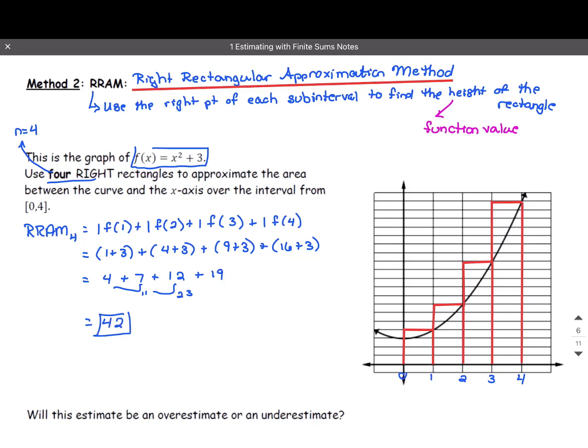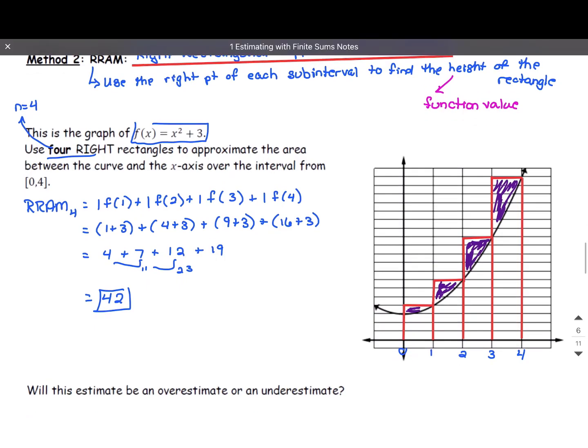Notice that area is much larger than the left rectangular approximation gave us, okay? But you'll also notice all this area in this rectangle is above the curve. Here too, this area is above the curve, and so is this, and so is this. This is an overestimate. And again, an RRAM will not always be an overestimate, okay? But this time it is.